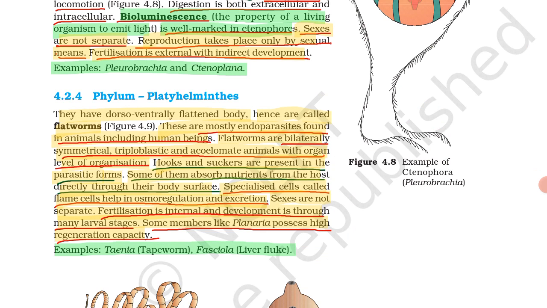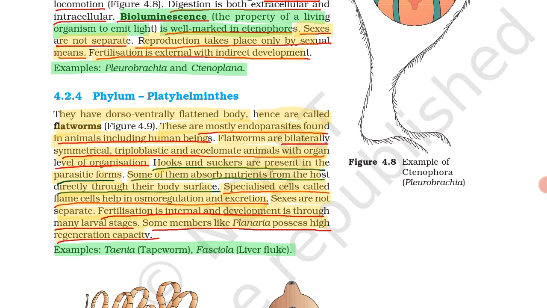What is meant by endoparasite? They live inside the intestines of animals, inside the body of the organism, so they are called endoparasites. Flatworms are bilaterally symmetrical, triploblastic, acoelomate animals with organ level of organization.